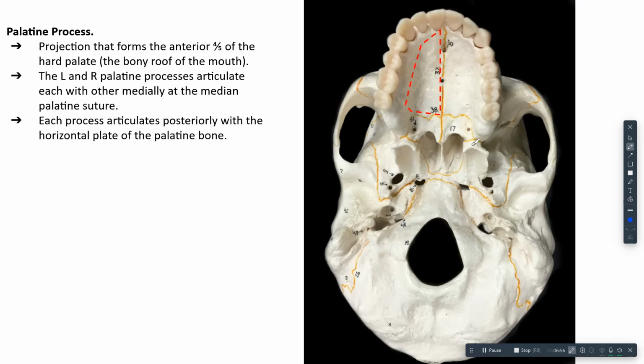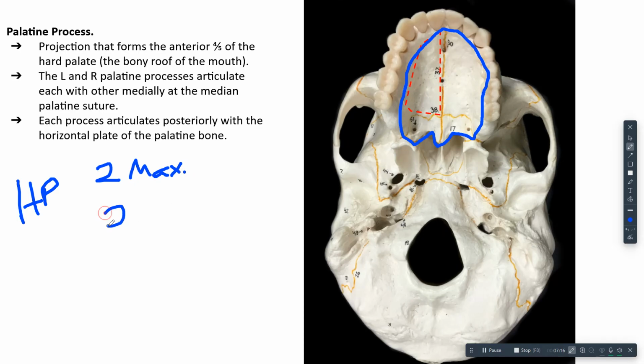And what I've got here is a fairly extensive structure called the hard palate. So this whole thing I've outlined in blue here is the hard palate. And the hard palate is going to have 4 bones that contribute to it. It's going to have the 2 maxillary bones as well as the 2 palatine bones. So I got 4 bones in my hard palate. I'm going to have a maxillary bone in the front here, another maxillary bone in the front, and then 2 palatine bones in the back here.